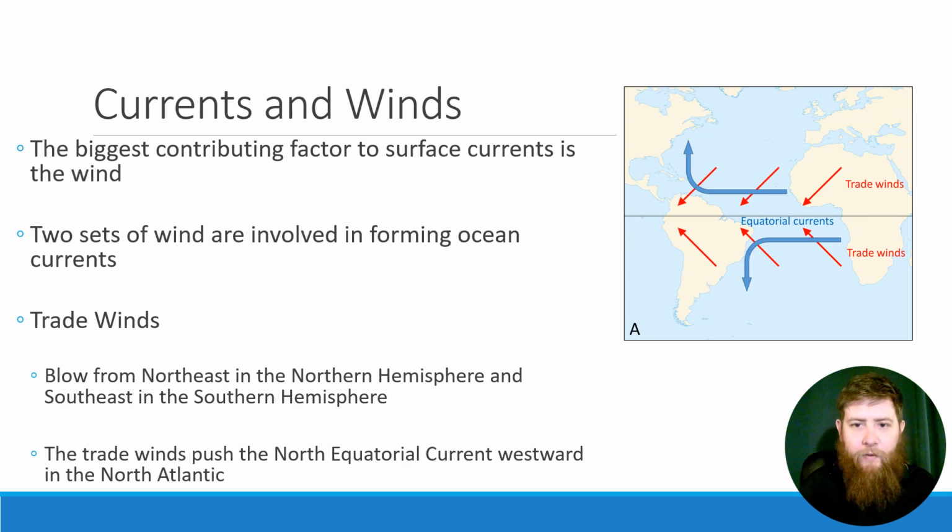So for these surface currents, the biggest thing affecting them is the wind. There are two sets of wind involved in forming ocean currents. The big ones are the trade winds. These are the ones blowing in the northern hemisphere from the northeast, and vice versa in the southern hemisphere, where they're blowing from the southeast. In both hemispheres, these currents are pushing water from Africa over towards the Americas. Water is going westward in the Atlantic.